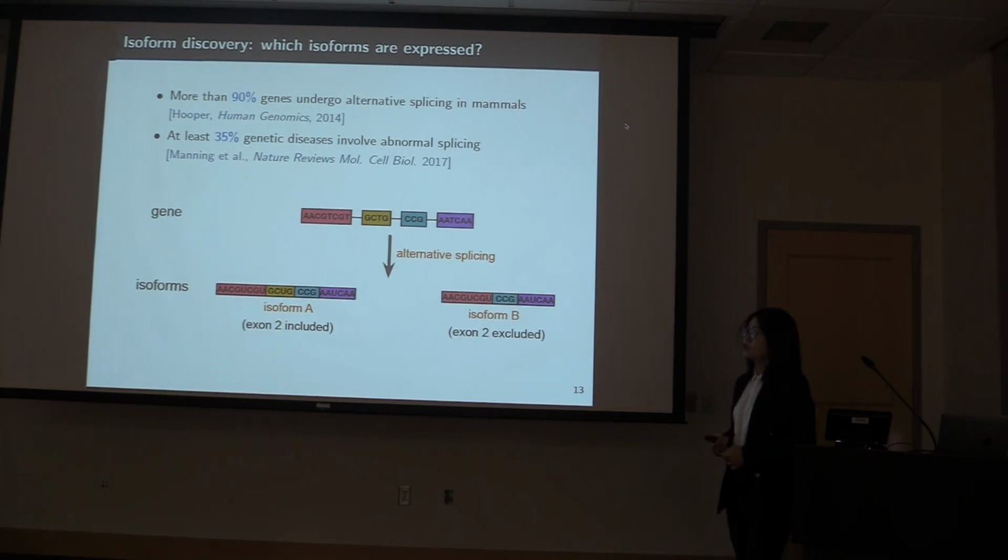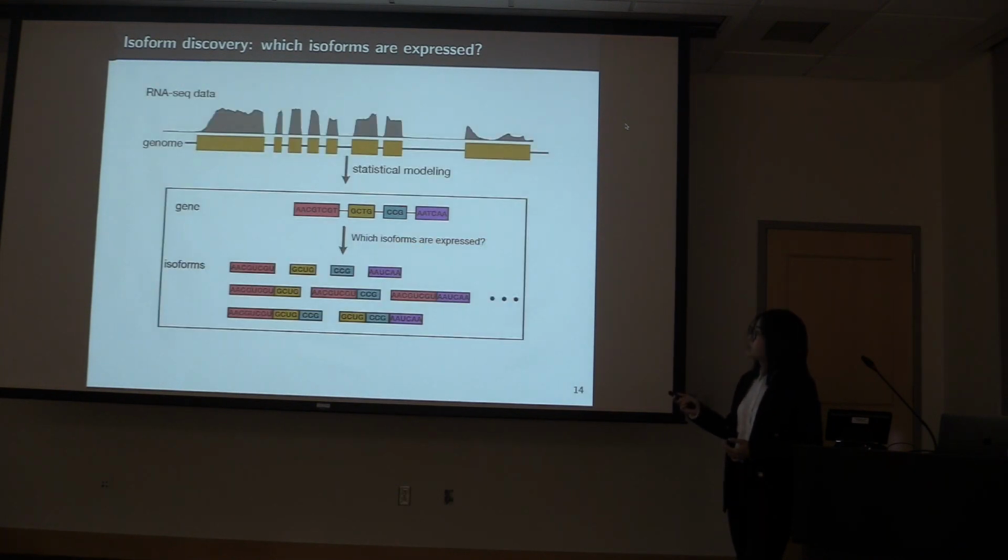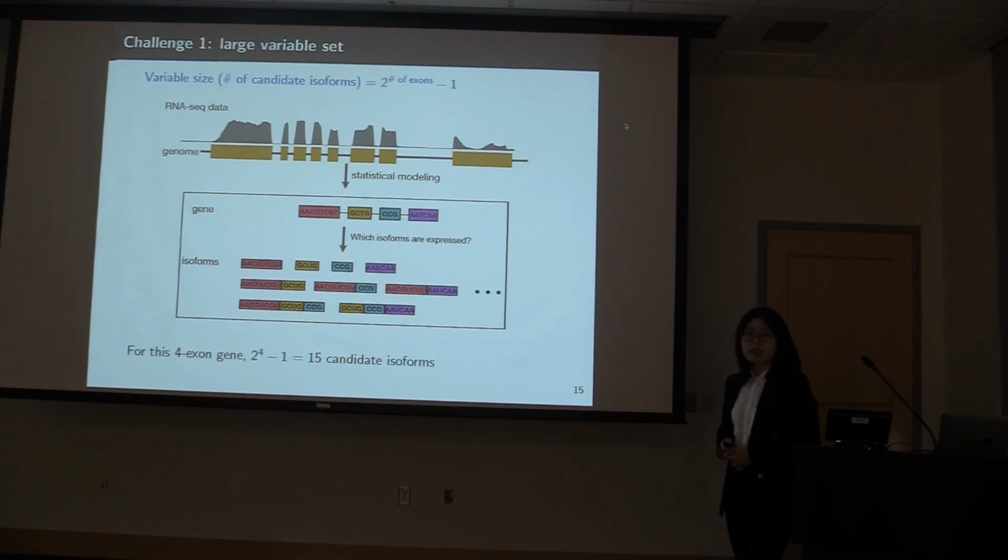So it's very important for us to have an efficient tool to help us determine which isoforms are truly expressed in a given biological sample. Based on the mapped RNA-seq data, we want to build a model to infer which isoforms are truly expressed among all the candidate isoforms. This is a very challenging task due to 2 main reasons.